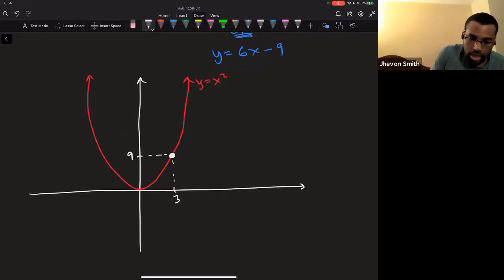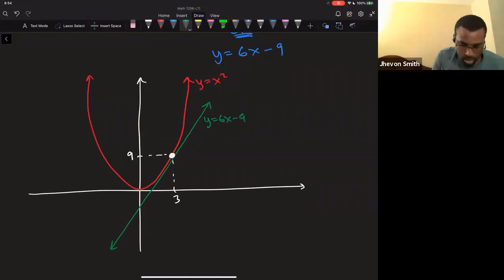I want to find the equation of the tangent line at that point. So there is a straight line that is here, that passes through this point. I want to know what is the equation of that line. It turns out that line is y equals 6x minus 9. So it has y-intercept minus 9 and slope positive 6.